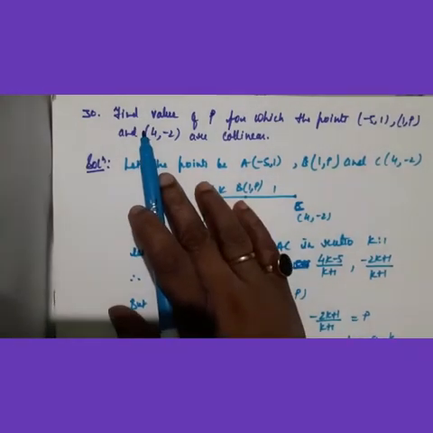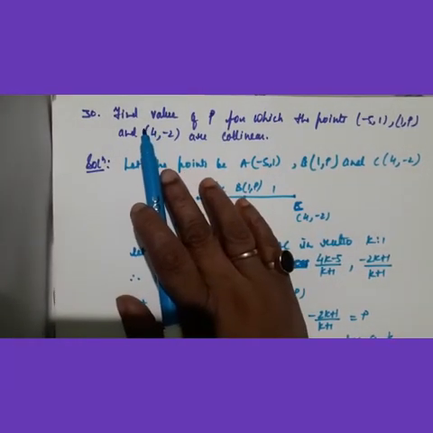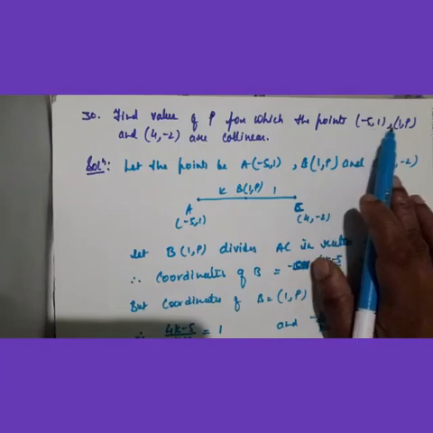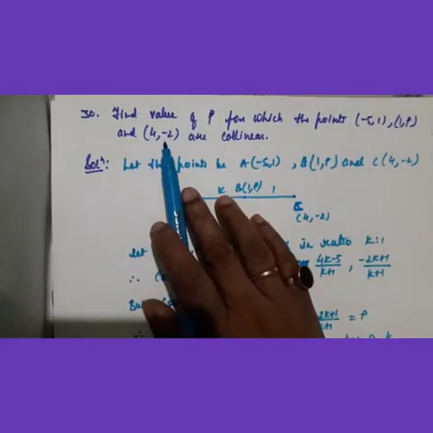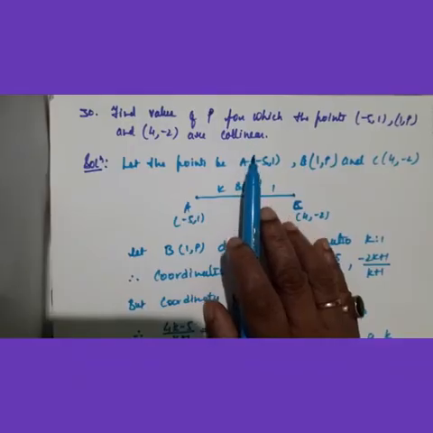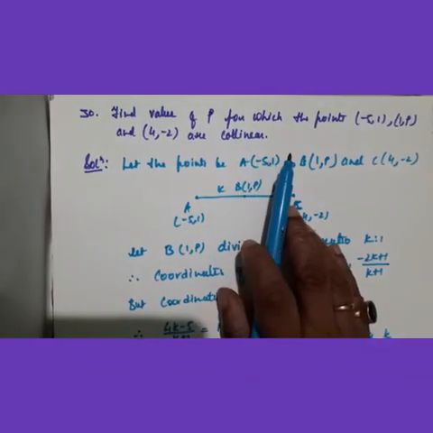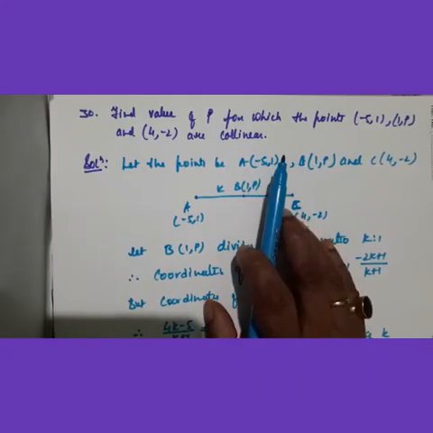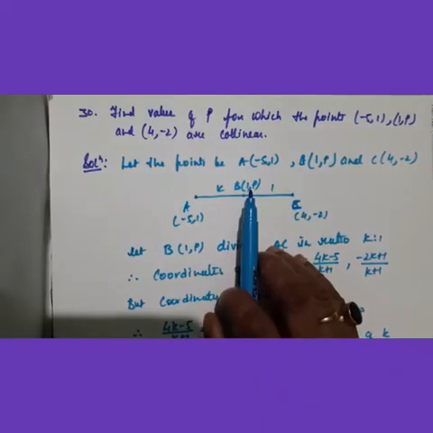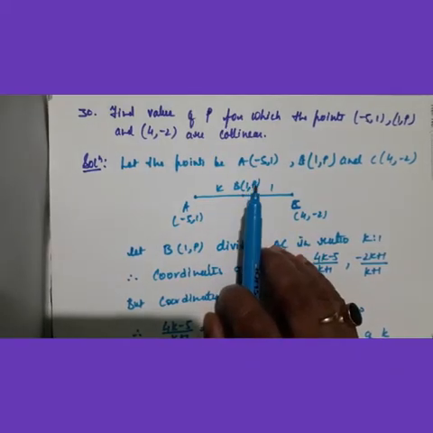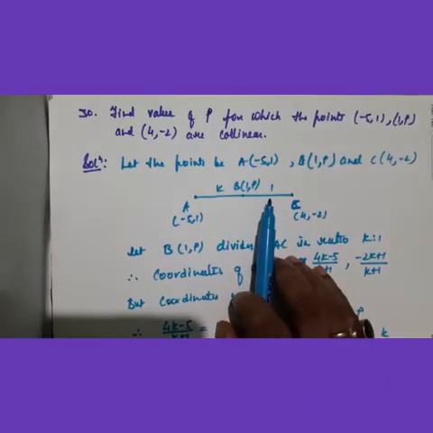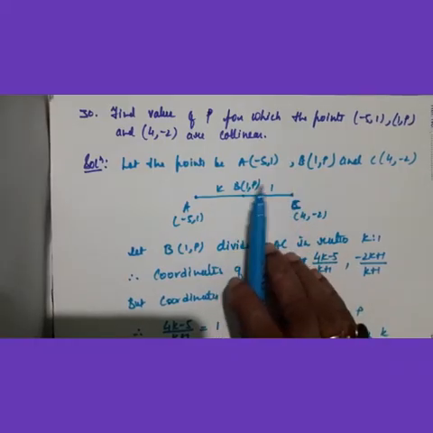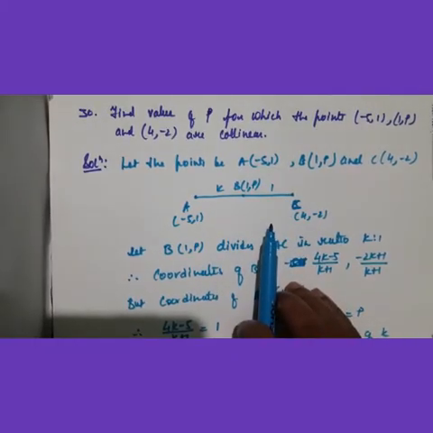Now let us solve one last question in today's video. Find the value of P for which the points (-5, 1), (1, P) and (4, -2) are collinear. It is the same as the previous question, question number 29, but there we had to prove, and here it is already given that the points are collinear and we have to find the value of P. Now as the 3 points are collinear, let B divide AC in the ratio k is to 1.